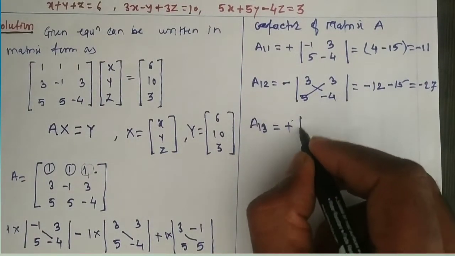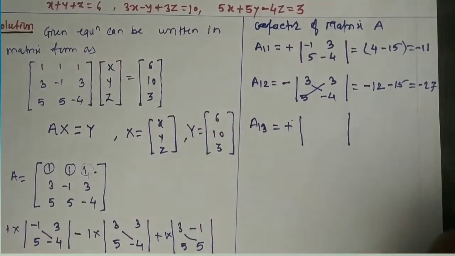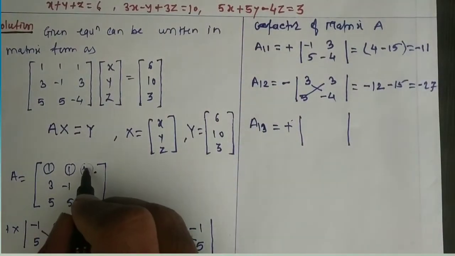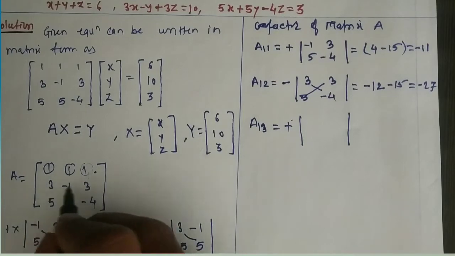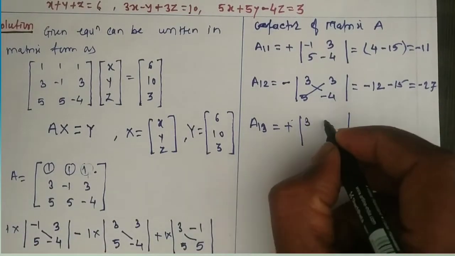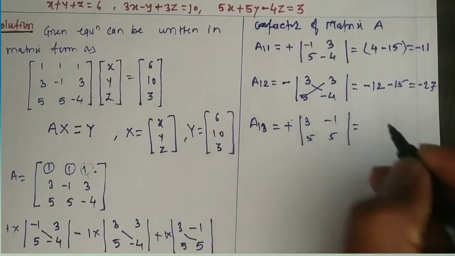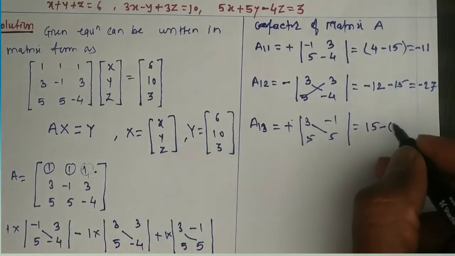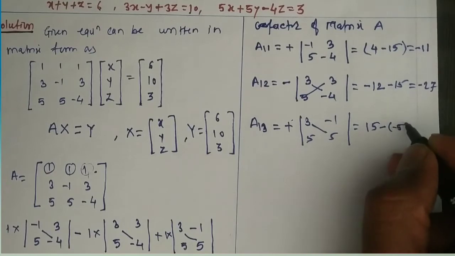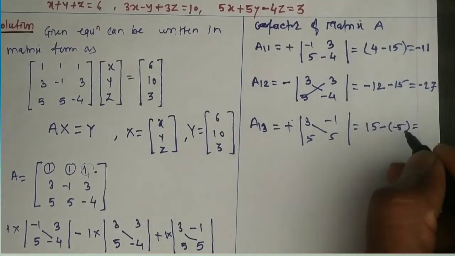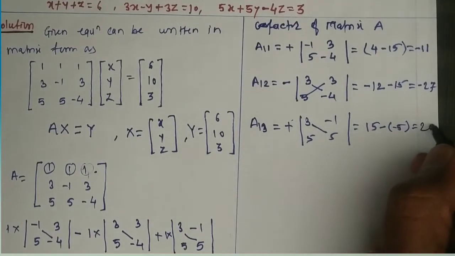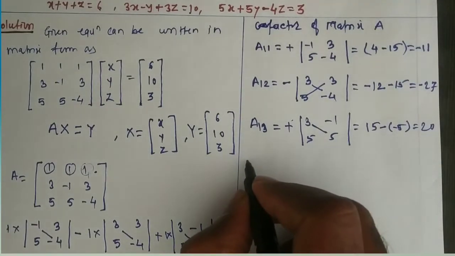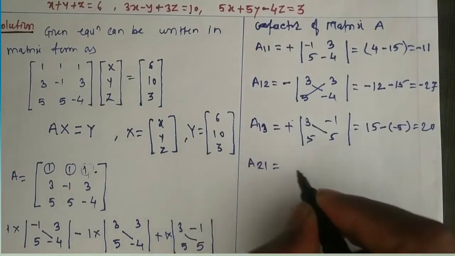Next, A13. We have to write plus sign. Right? Now, what are the entries I have to write? Eliminate this and this. 3 minus 1, 5 and 5. So, what is this? 15 and minus 5. Minus 1 into 5 is minus 5. So, 15 minus minus means plus. So, 15 plus 5 is what? 20.